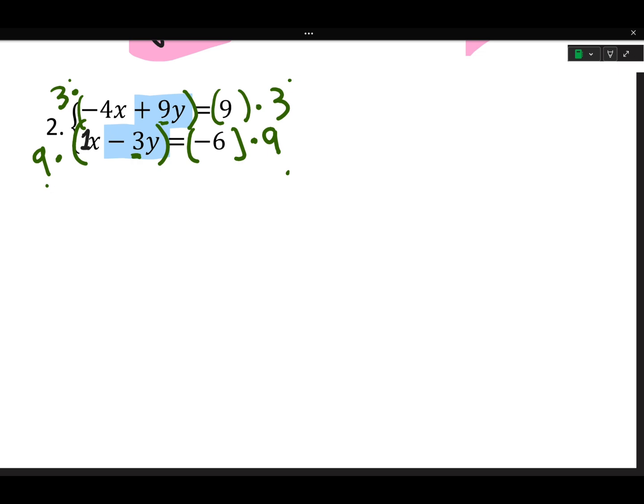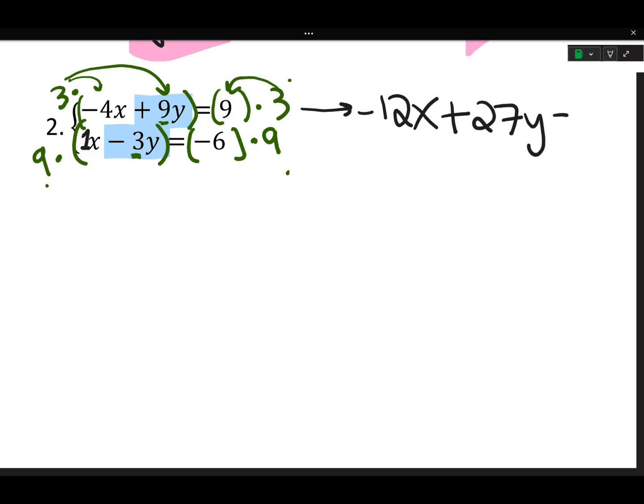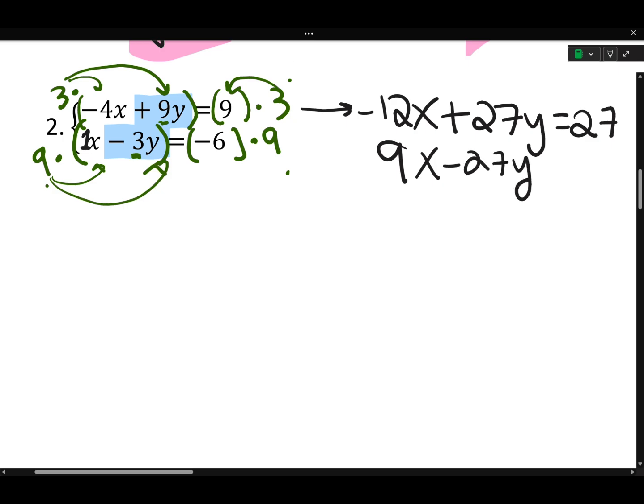So let's do it. We're going to multiply the whole top equation by 3. 3 times -4x is -12x. 3 times +9y is +27y. And 3 times 9 is 27. On the bottom, let's distribute the 9. 9 times 1 is 9, so we got 9x. 9 times -3 is -27y. And 9 times -6 is -54.